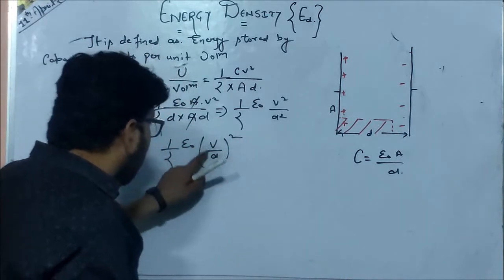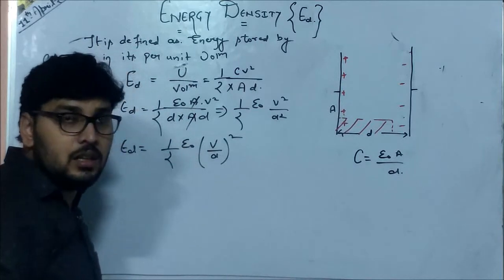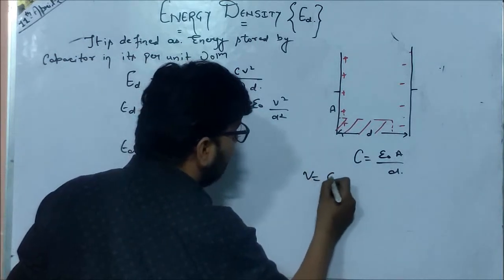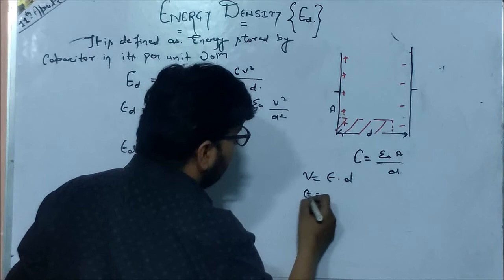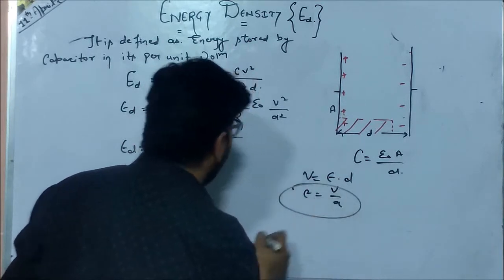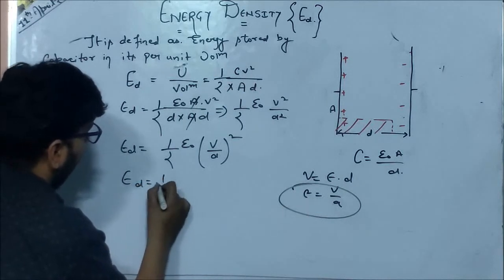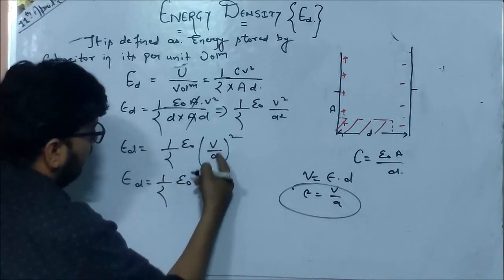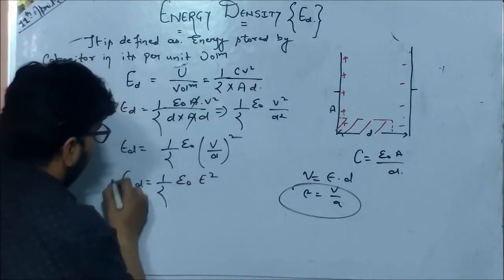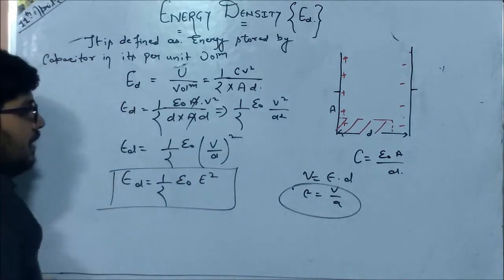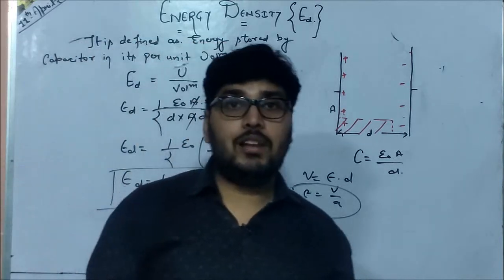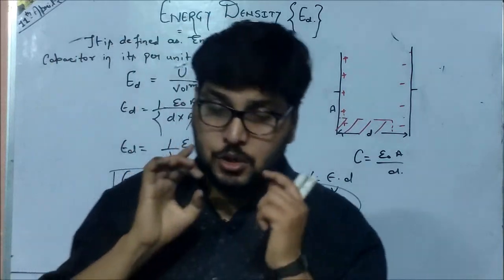And can you recognize this relation? This relation is V is equal to E into D, so E is equal to V by D. This is the relation between electric field and potential. So ED is equal to half epsilon naught E square. This is the energy density or energy stored by a capacitor in its per unit volume.